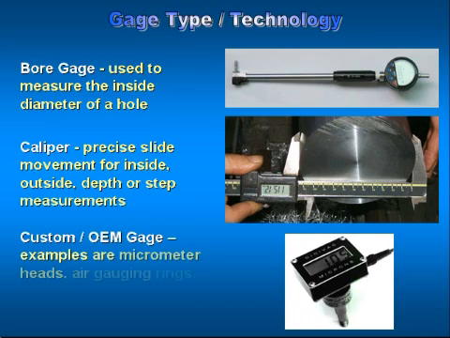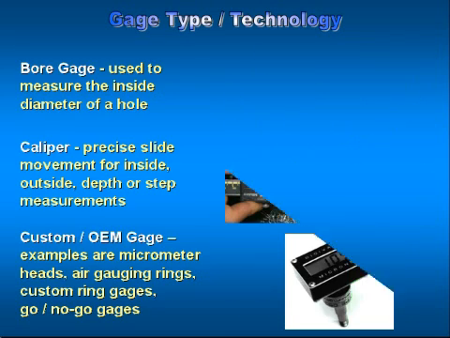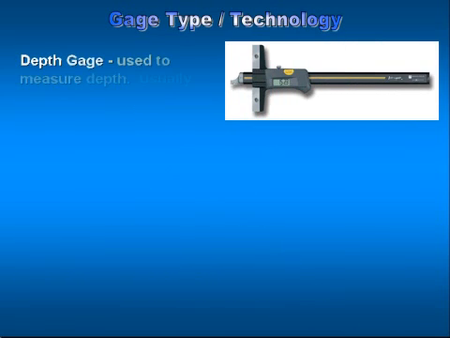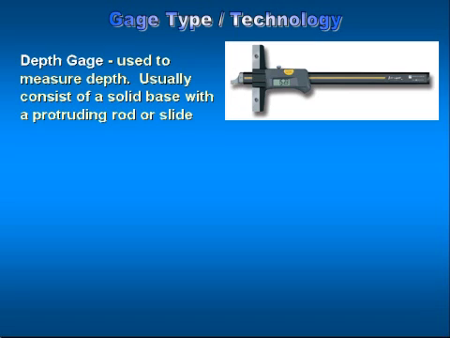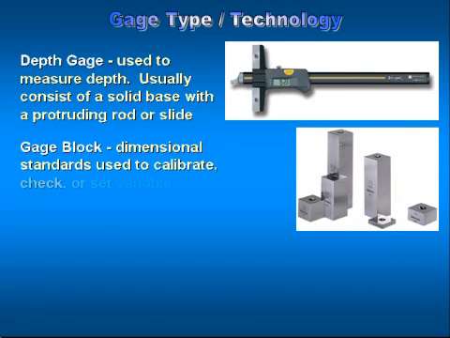Custom or OEM gauge. Examples of a custom or OEM gauge are micrometer heads, air gauge rings, custom rings, and go-no-go gauges. Depth gauge. A depth gauge is used to measure depth. It usually consists of a solid base with a protruding rod or slide. Gauge blocks are dimensional standards used to calibrate, check, or set variable or fixed limit gauges.